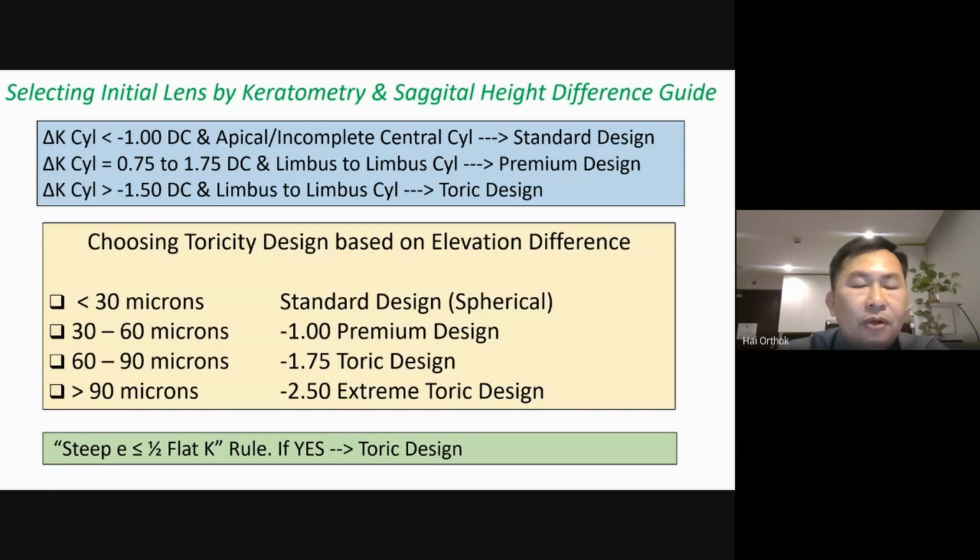But if you have a topographer, you can also use the delta K above with the topographer picture, or morphology of the cylinder, to select the lens better, or you can use the micrometer system. If you have lower than 30 micrometer, you can use a standard lens. 30 to 60 micrometer, you can use a premium lens. 60 to 90, use the toric lens, and above 90 micrometer, you can use a toric design or extreme toric design.